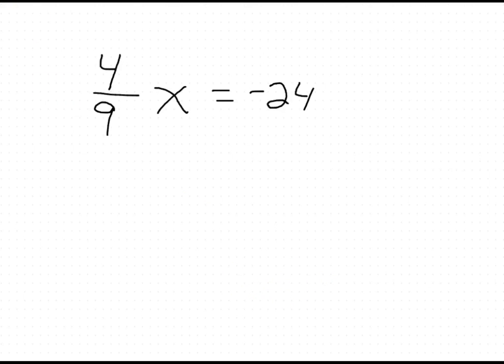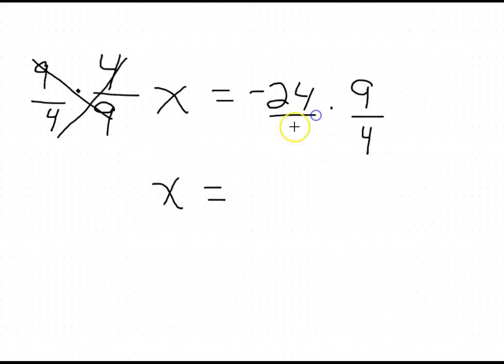Here we have a different type of problem. It's 4/9 x equals negative 24. 4/9 is being multiplied by x, so we need to do the inverse of multiplication, which is division. When we have fractions, we multiply by its reciprocal. So we write its reciprocal, 9/4, and do it to both sides of the equal sign. This becomes 1, this becomes 1, which leaves me with just 1x. I can reduce this. 4 goes into 4 one time. 4 goes into negative 24, negative 6. Negative 6 times 9 is negative 54.